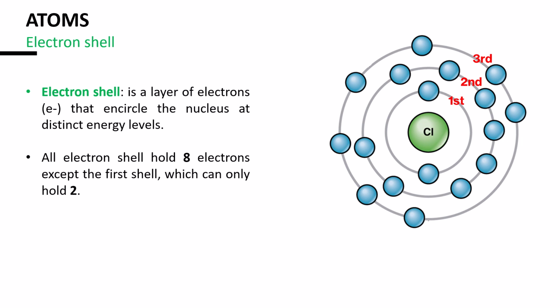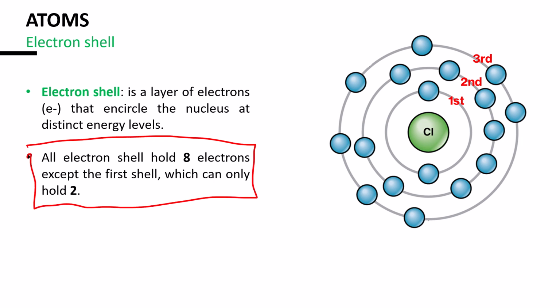Now, there's a quick rule here that you need to remember. So first is that, and we're following the planetary model, right? So we have this chlorine atom that this green represents the nucleus, right? So all this has a positive charge. There are neutrons and protons over there. All the blue ones are the electrons. Now, the energy level, which we know is an electron shell, so it's a layer of electrons that encircle the nucleus at a distinct energy level, is this one. This is the first energy level.